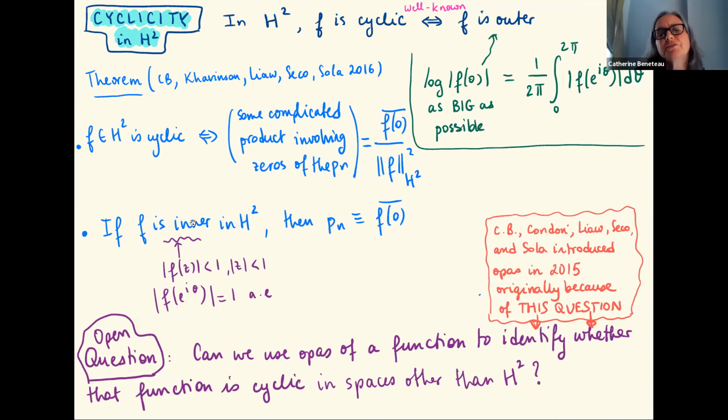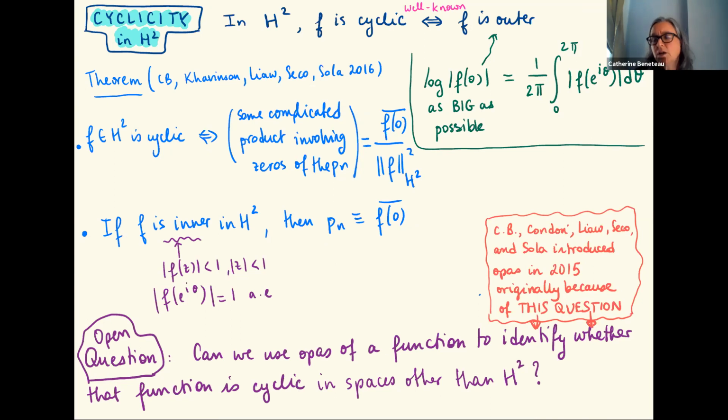And if I have a function in H2, which is an inner function times an outer function, it really only gives you information about the outer function times this constant. Okay, so that a little bit dashed our hopes in some sense that we'd be able to get information about cyclicity unless we somehow try to get information about the zeros of the optimal approximants.